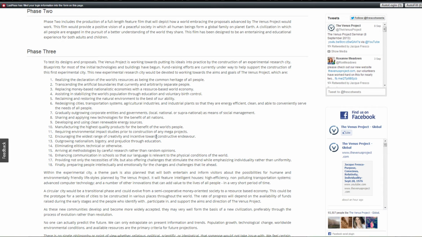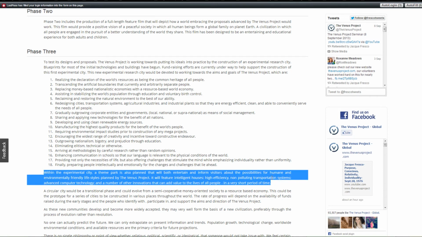Here's the word "toward." Just recommend putting "towards," or whatever you have decided to do throughout the website, toward or towards. Just remember, toward is Americanized or United States, and towards with an S is more of a European-based word. Also, same sentence, encouraging the widest range of creativity and incentive toward constructive endeavor. Possibly put an S, constructive endeavors. Outgrowing nationalism, bigotry, comma, and prejudice. I'd just remove this comma for consistency.